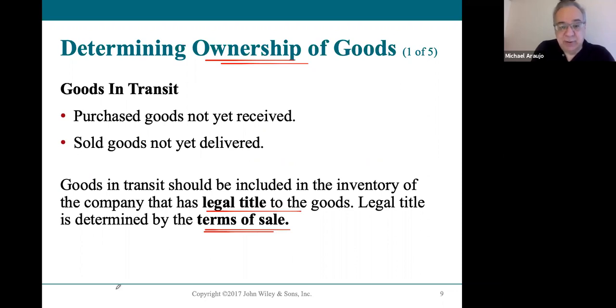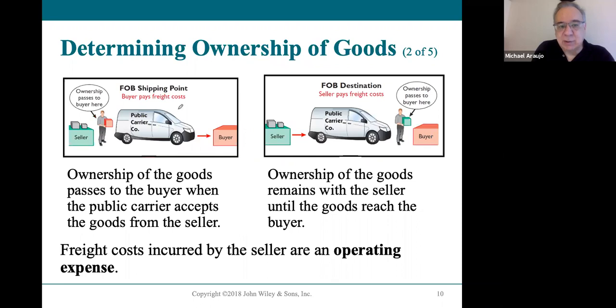That's determined by the terms of the sale. As you remember from chapter 5, it's either FOB shipping point, which means the transfer of ownership of the goods happens as soon as the seller boxes it up and puts it on to the freight company, or FOB destination, in which case the ownership doesn't transfer until the goods reach the buyer's destination, where the buyer is physically located. This was covered in depth in chapter 5, so no big deal here.